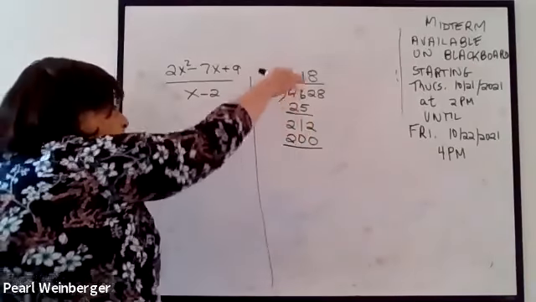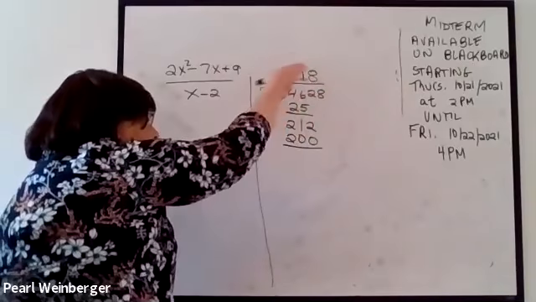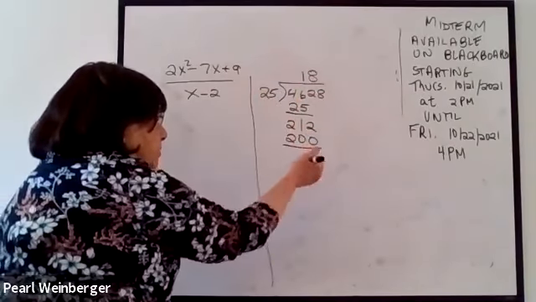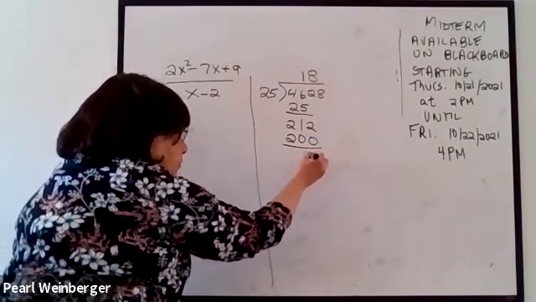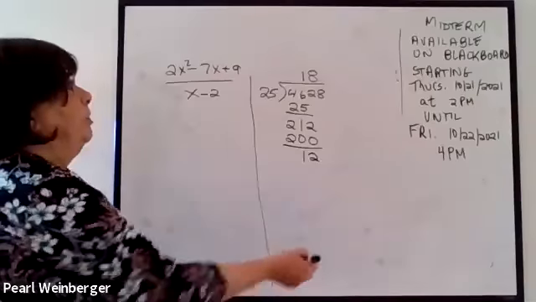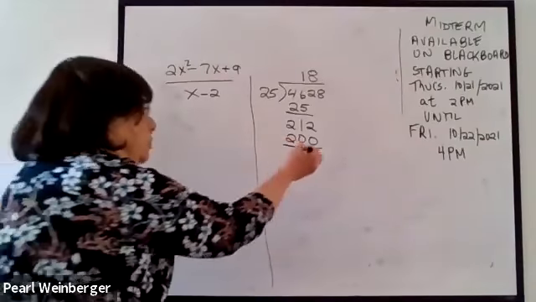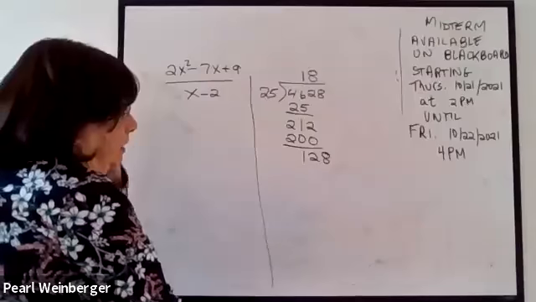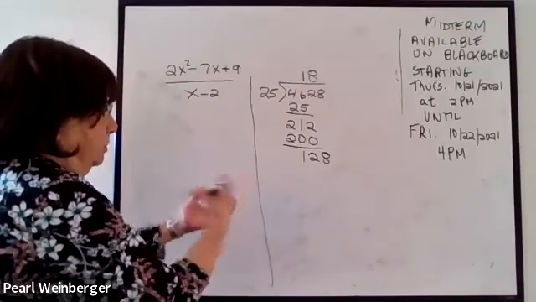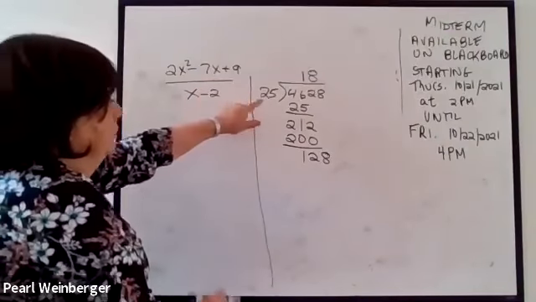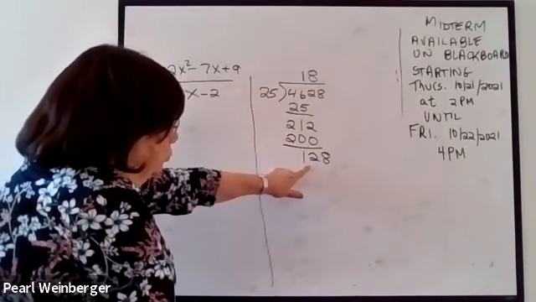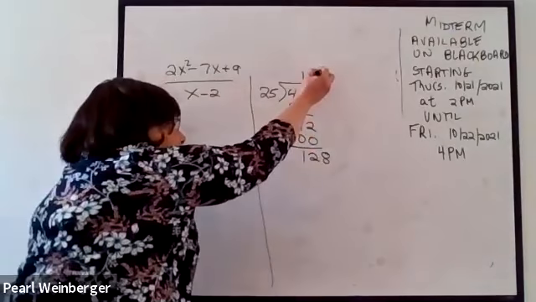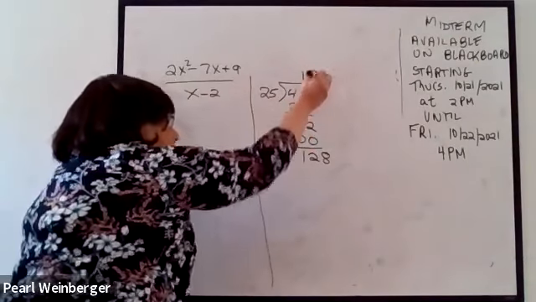I divided, I multiplied, so now I subtract. Now 212 minus 200 gives me 12. And now I bring down the next number, which is 8. And again, repeat the process. 25 divided into 125. I think 5 might work.